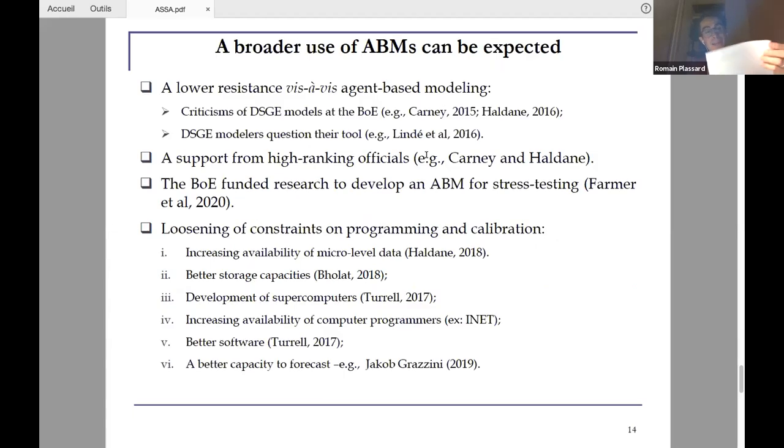Now the constraints are clear, so we can reformulate the question. Could these constraints prevent the deployment of agent-based models at the BOE? And my answer is no. And I would like to conclude by explaining why.